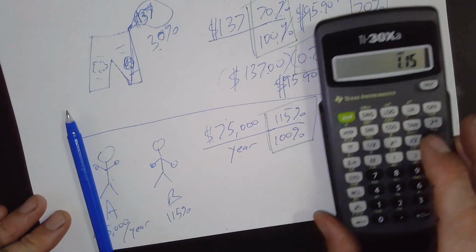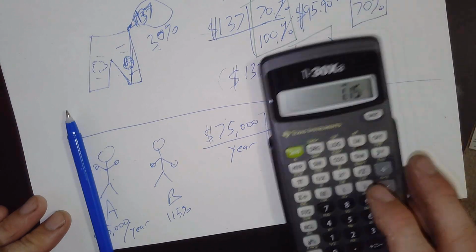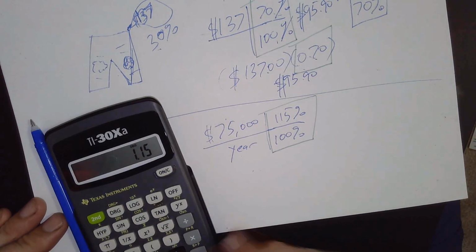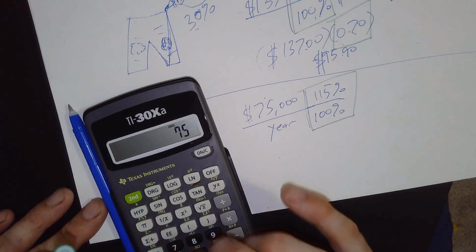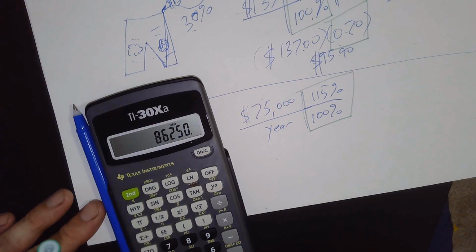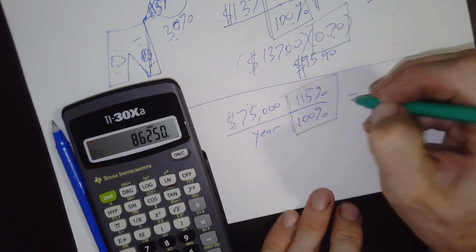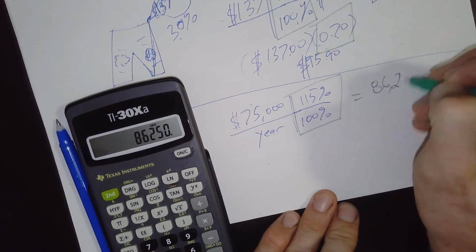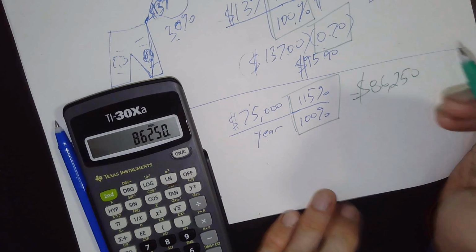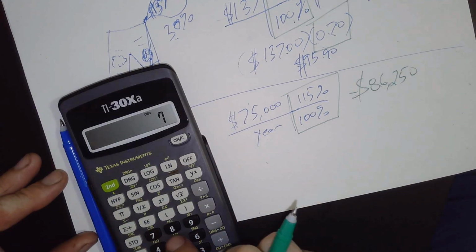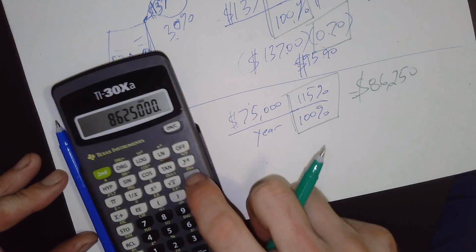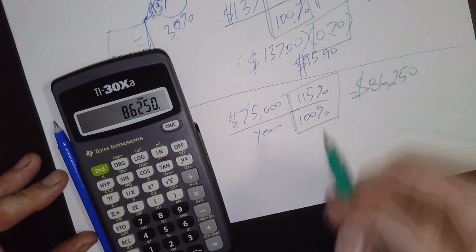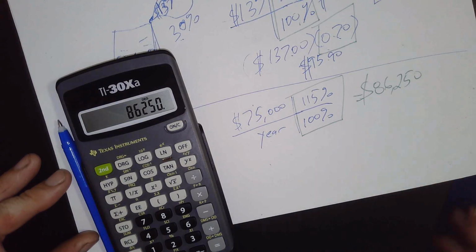Well, anyway, to answer the question, let's do it both ways. All right, so 1.15 of $75,000 is, this person makes $86,250, right? And you can see if you do it the same way, 75,000 times 115 divided by 100, it's the same dollar amount. Okay, two different ways to get there.